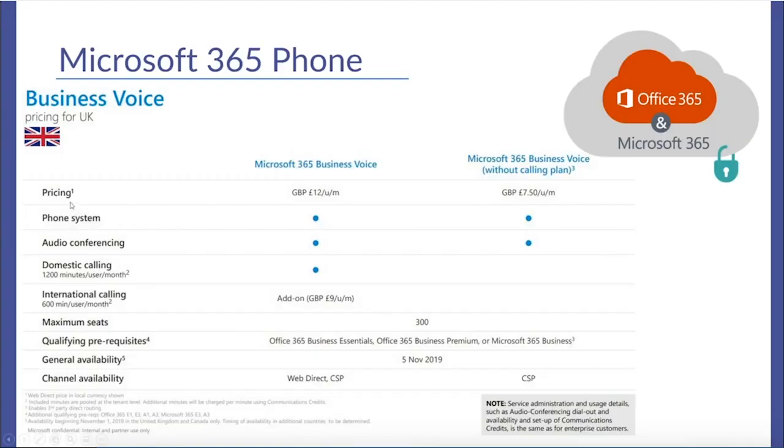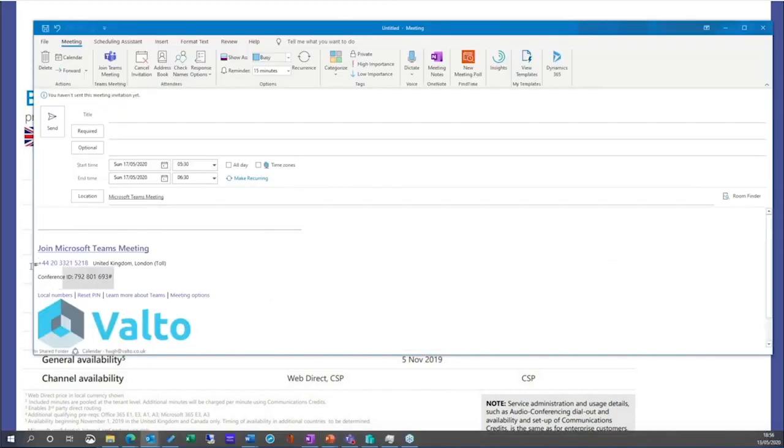And the costs for that are, we need to add this onto one of the business licenses, and it costs £12 per user per month. And that includes 1,200 minutes. It includes audio conferencing. So when I set up a Teams meeting earlier on, I was able to have this dial-in capability. So it provides this included. If you're not interested in the phone system, but you are interested in this dial-in capability, that's available separately as well for £3 a user a month. So that's quite handy.